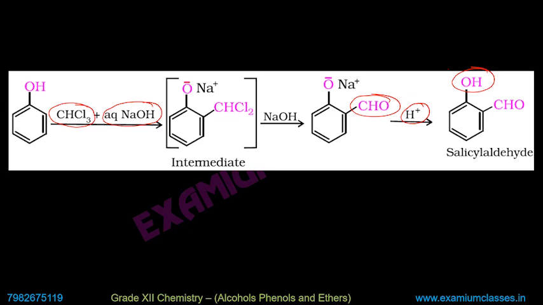So just memorize it. You can convert phenol to salicylic acid. If you convert phenol to salicylic acid, it is Kolbe's reaction. If you convert phenol to salicylaldehyde, it is Reimer-Tiemann reaction. Repeat it in your mind two times. Phenol to salicylic acid, Kolbe's reaction. Phenol to salicylaldehyde, Reimer-Tiemann reaction.